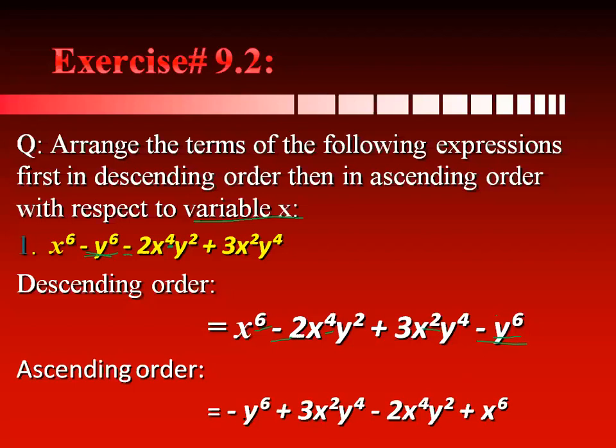So you will write minus y6, then this one, that is plus. Keep in your mind that you have to arrange the terms along with their sign as well, the sign of plus and minus. So here you have the sign of plus, so you will simply write plus 3x square y4. Then you will write this minus, minus 2x4y square, and then you will simply write plus x to the power 6. So this is the way to write down the ascending and descending order of any algebraic expression.